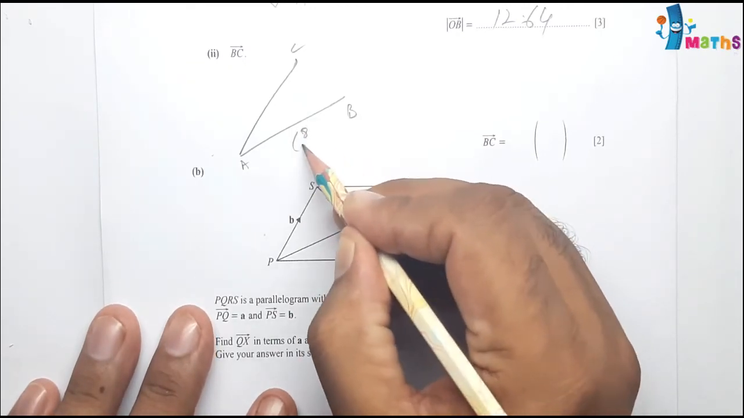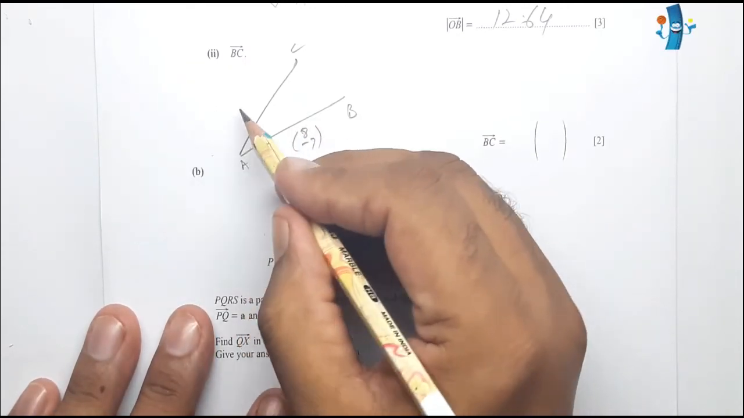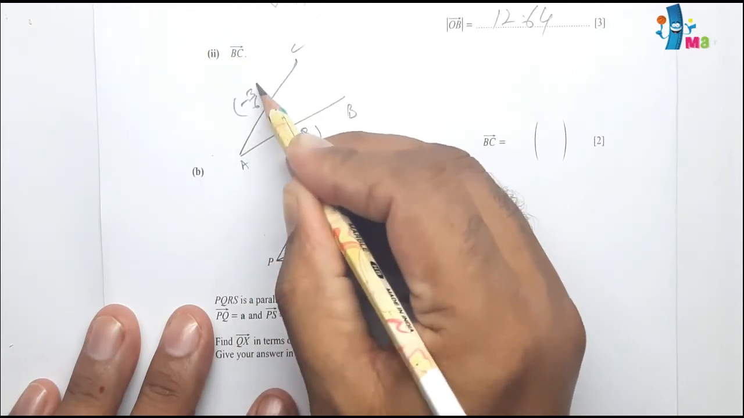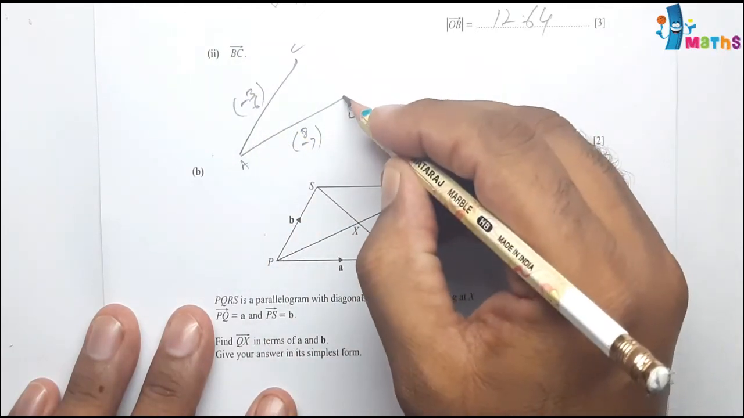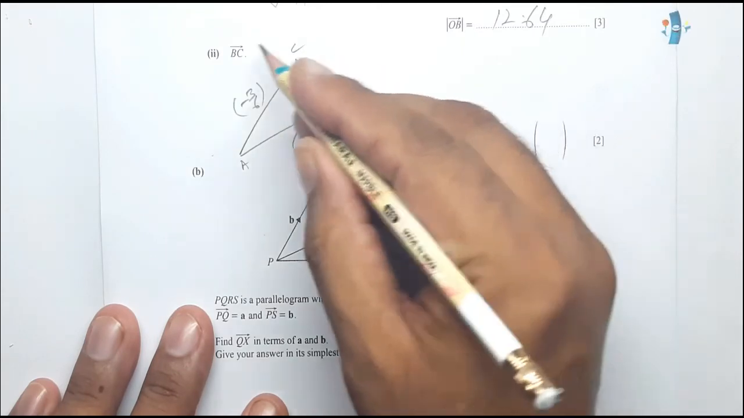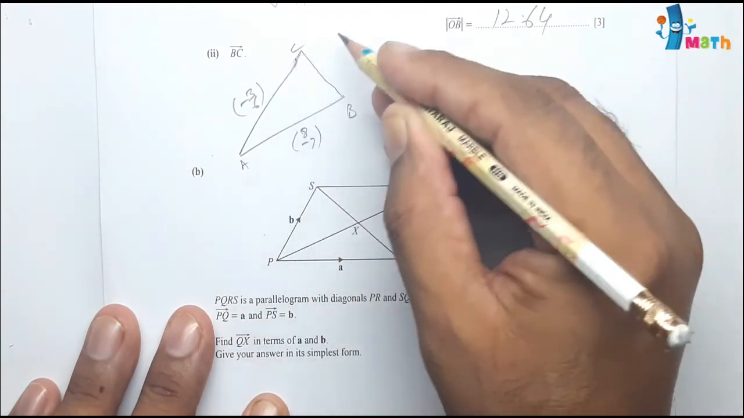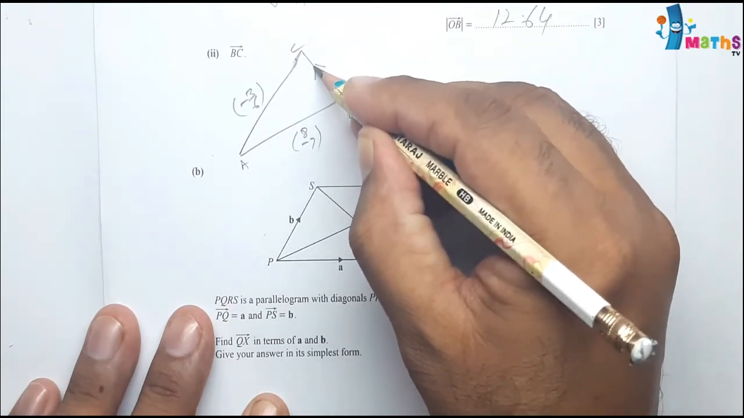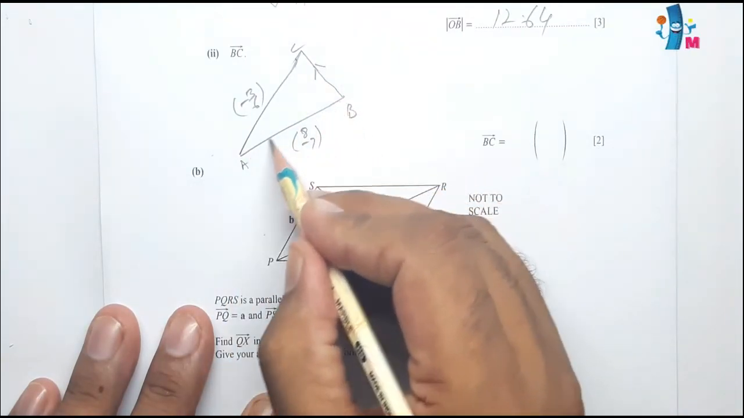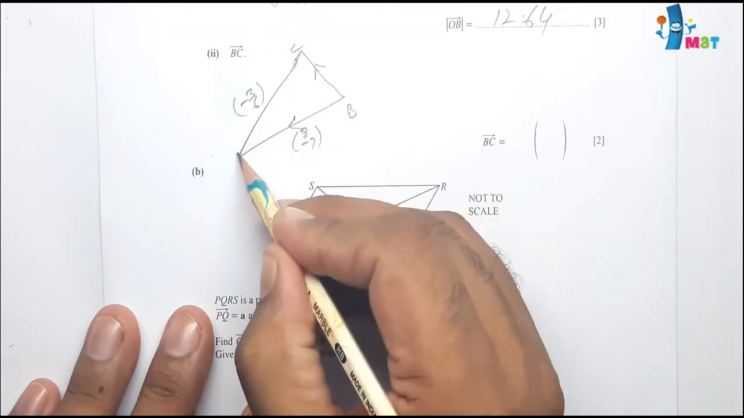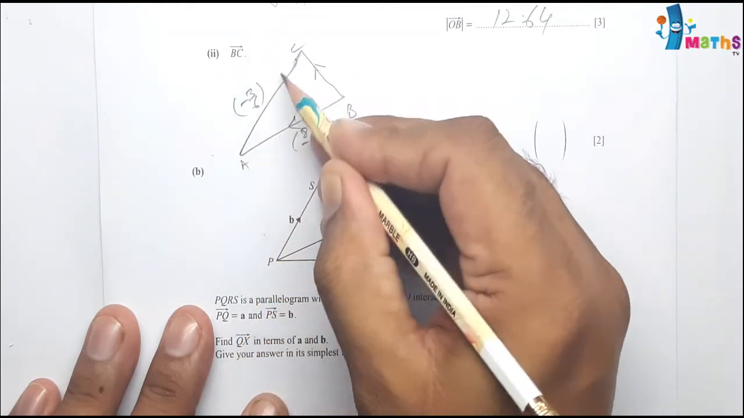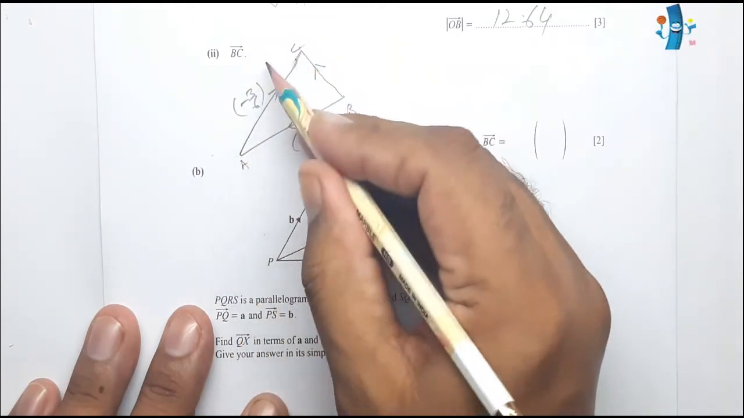This side is 8 and minus 7, and this side is minus 3 and 6. So now we have to find basically BC, and BC vector will be like this one. BC will be this vector. So we can take this route, this side BA plus AC, we can take this route.